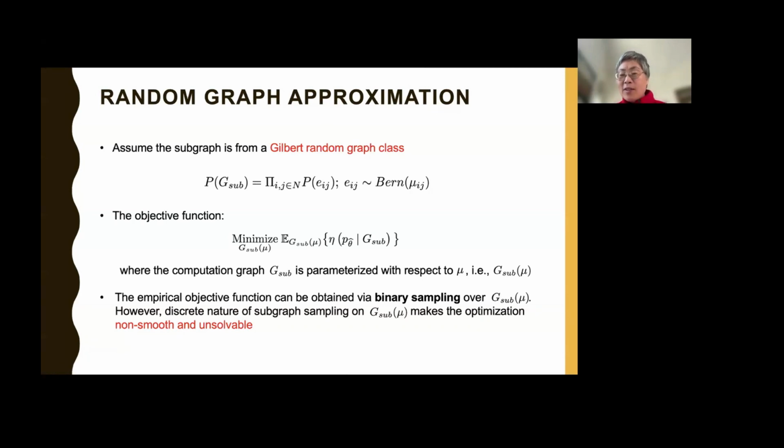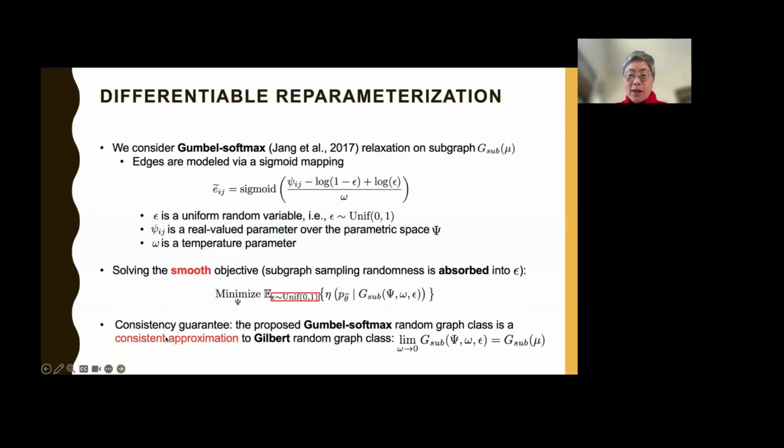But it's still difficult, because when you do the binary subsampling, it is of a discrete nature. Dealing with a discrete nature makes this optimization non-smooth and difficult to solve. So now we add another layer to make sure it's a smooth objective function, not a discontinuous type of objective function. Here we introduce the Gumbel softmax. So eventually the edges are not just 0 or 1, but a sigmoid function, like a logistic regression type. It's a continuous probability.